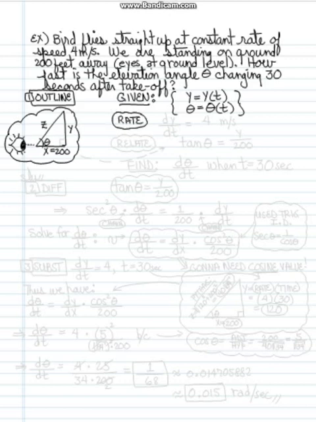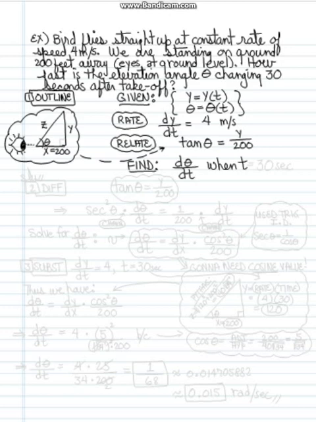And the rate that they give us is the rate of change of the height, y. dy/dt equals 4 meters per second. That's the constant speed of the bird going straight up. Then we relate theta and y together by looking at the triangle. We see the tangent of theta is opposite over adjacent, it's y over 200. Now they want us to find the other rate of change. That's d theta/dt when t is given to be 30 seconds.